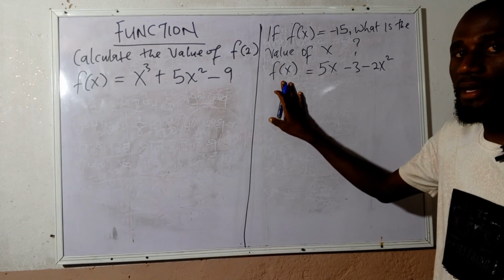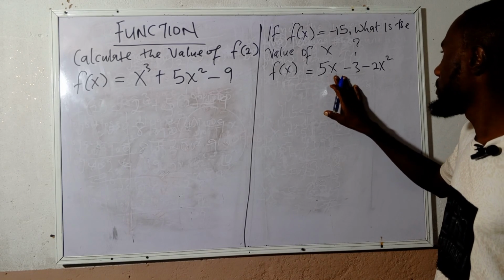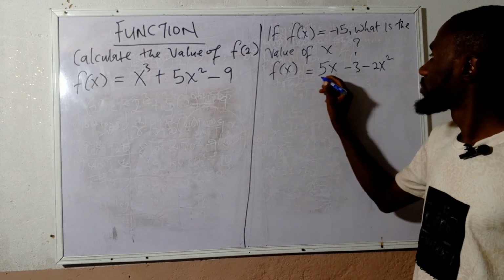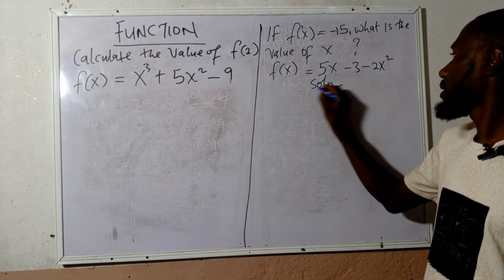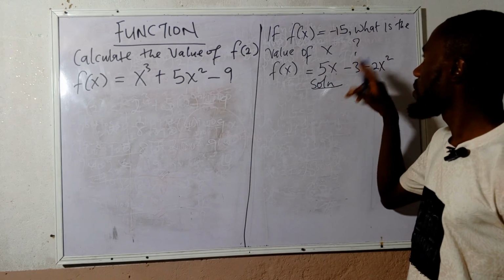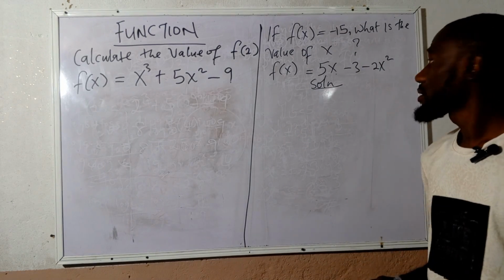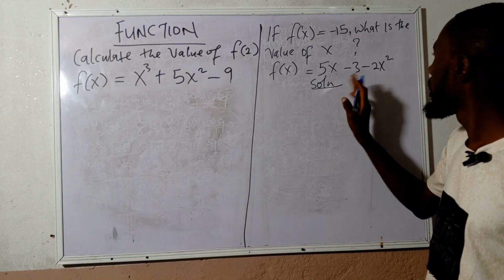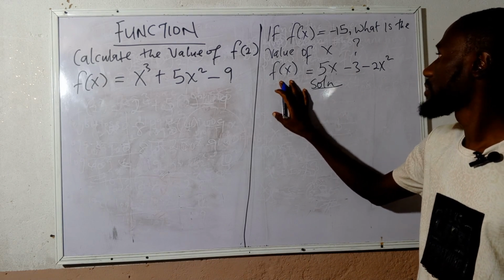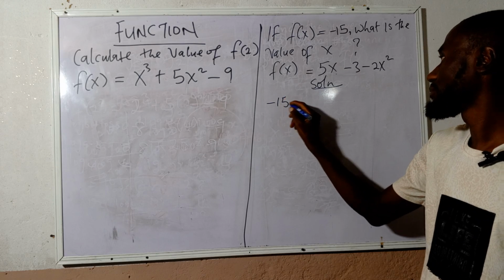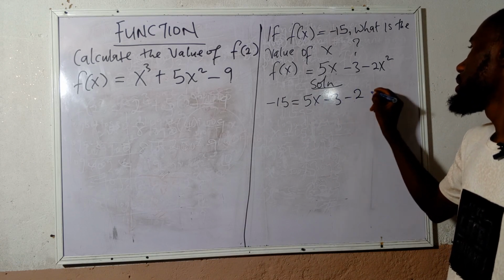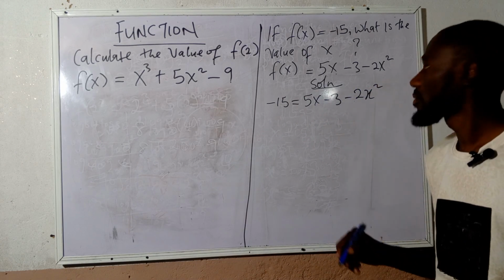Given f of x is equal to 5x minus 3 minus 2x squared. Let's find the value of x given f of x is equal to minus 15. Then we have, let's replace f of x with minus 15. Minus 15 is equal to 5x minus 3 minus 2x squared.